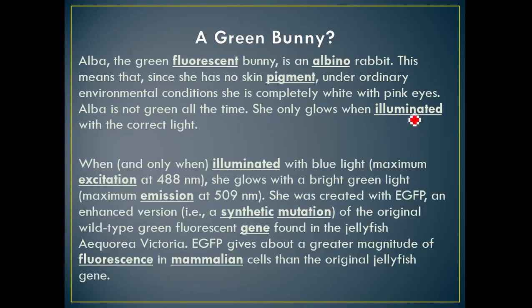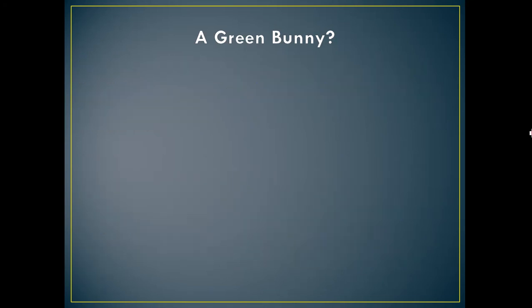Fluorescent, albino, pigment, illuminated, excitation, emission, synthetic mutation, gene, fluorescence, and mammalian. Okay. I want to go back. There we go. So we just skimmed through really quickly, and as I'm remembering it, the title is A Green Bunny, which is at least interesting.